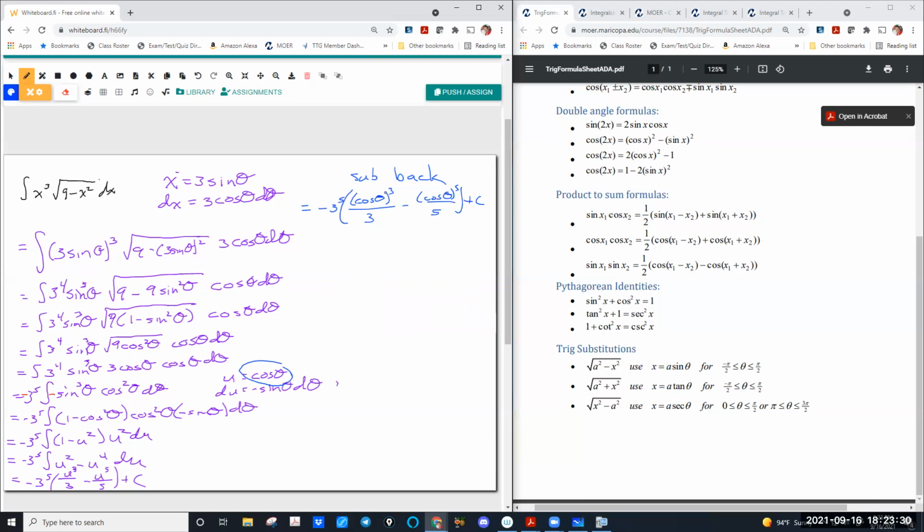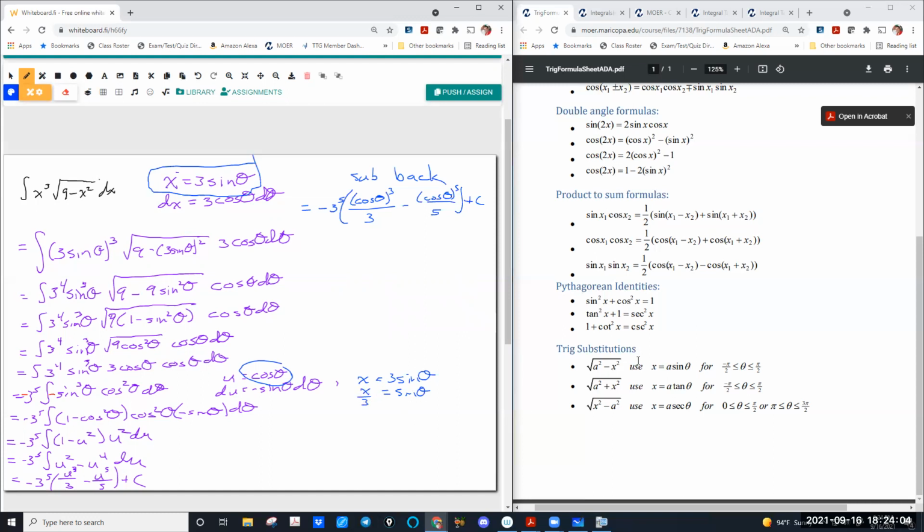Our original was not in terms of theta. It was in terms of x. So we have to use this to sub back. We need to get cosine of theta in terms of x. You have 2 options, and I'll show them both to you. Number 1, if you solve this, we know that x equals, we know this. So we also know then that sine theta equals x over 3.